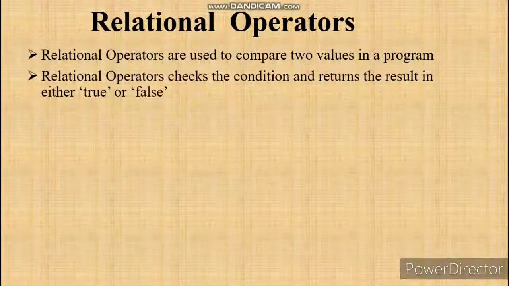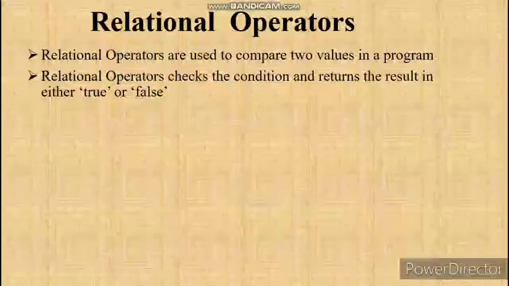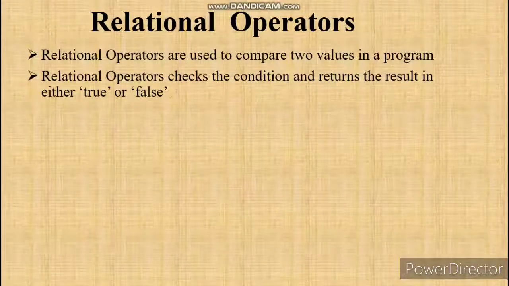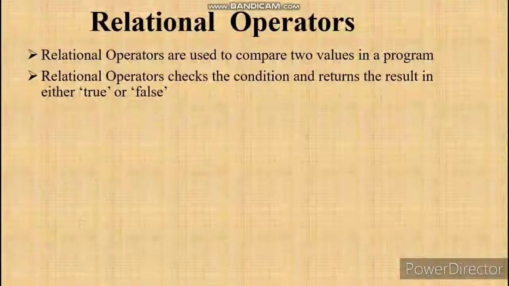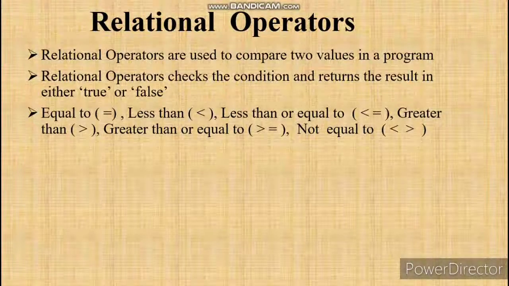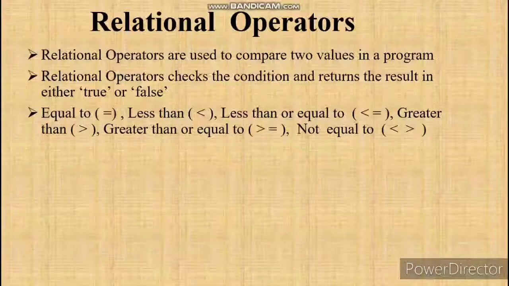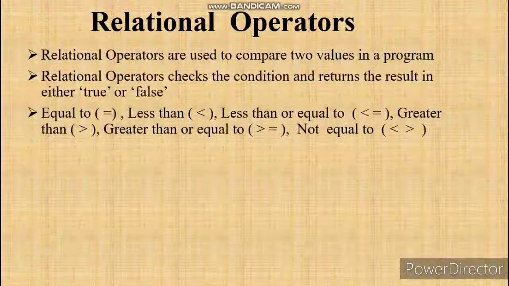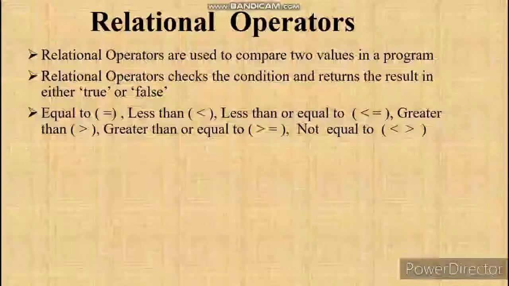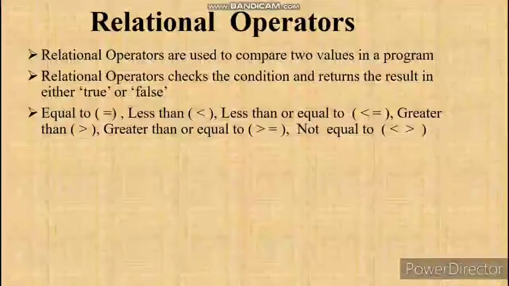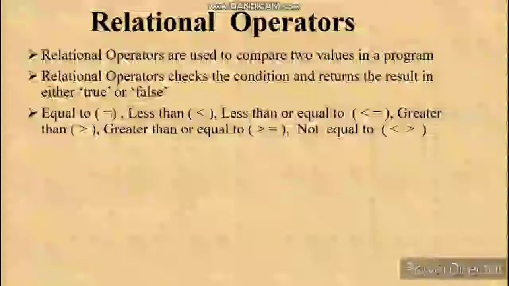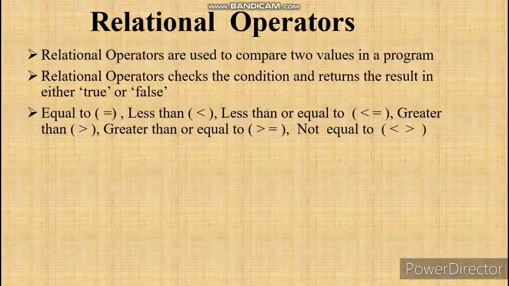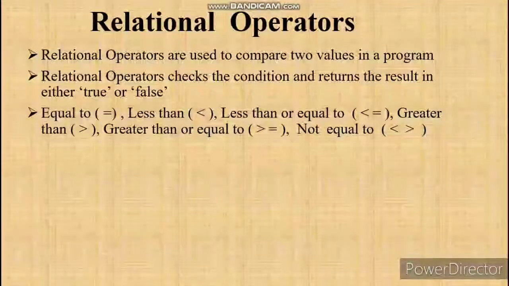Means the relational operator first checks the condition, and if the condition is satisfied, then it gives the result as true, and if the condition is not satisfied, then it gives the result false. Equal to, less than or equal to, greater than or equal to, not equal to are examples of relational operators. I repeat once again. A relational operator is used to determine the relationship between two or more operands. Relational operators check the condition and give the result as either true or false. Equal to, less than or equal to, greater than or equal to, not equal to are examples of relational operators.